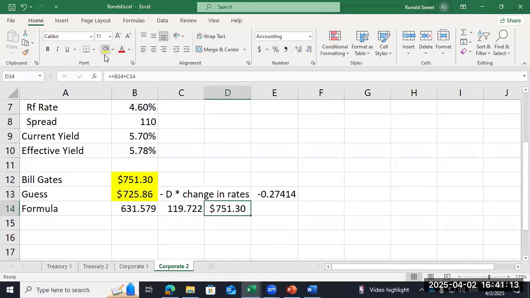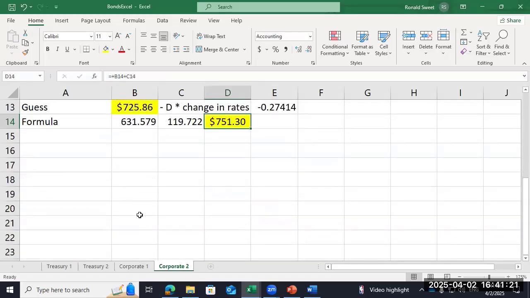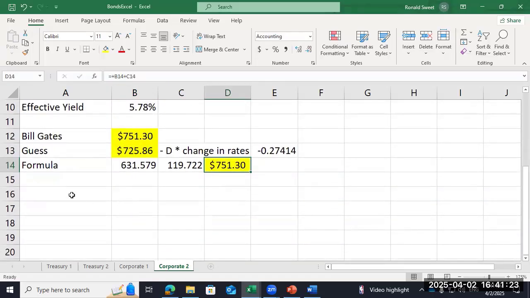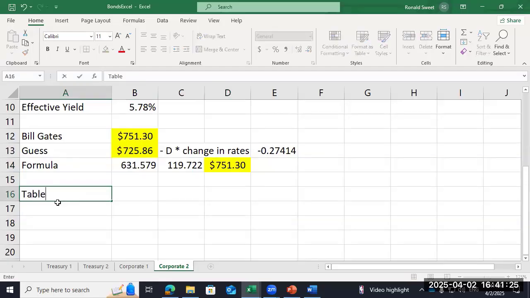You see the advantage of doing it more than one way because then you know this one's going to be an approximation, but you know these two have to be exactly the same, except for rounding. Small pennies can be there. And then we'll try the table.